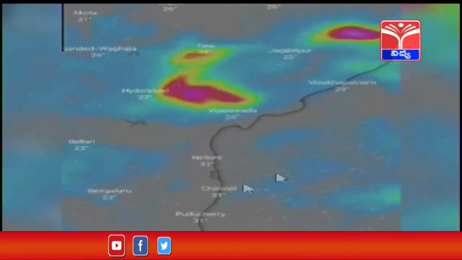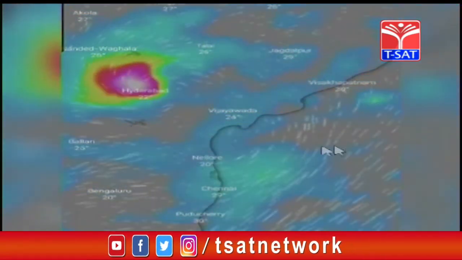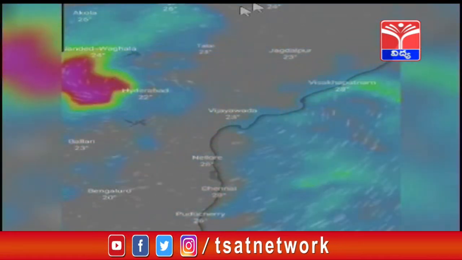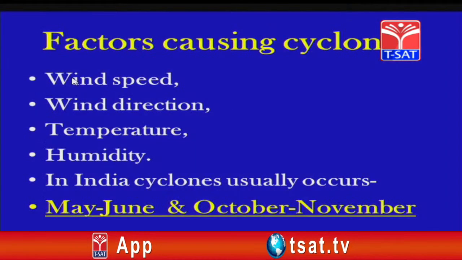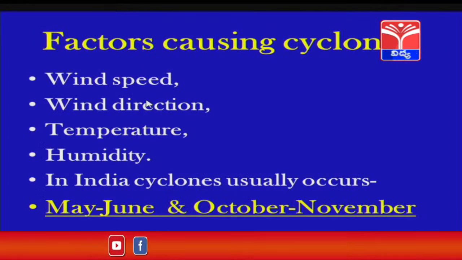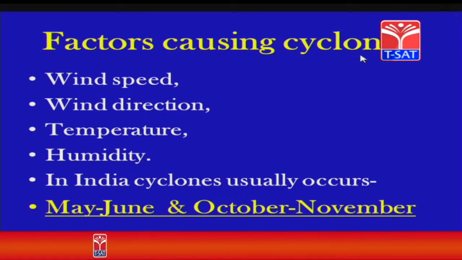See how the clouds are moving, the air is also moving, and you see the water is rushing onto the coastal areas. Children, here are some of the factors which are causing the cyclones. Look here: wind speed, wind direction, temperature, humidity. So, these are the factors which are mainly responsible for the occurrence of cyclones.